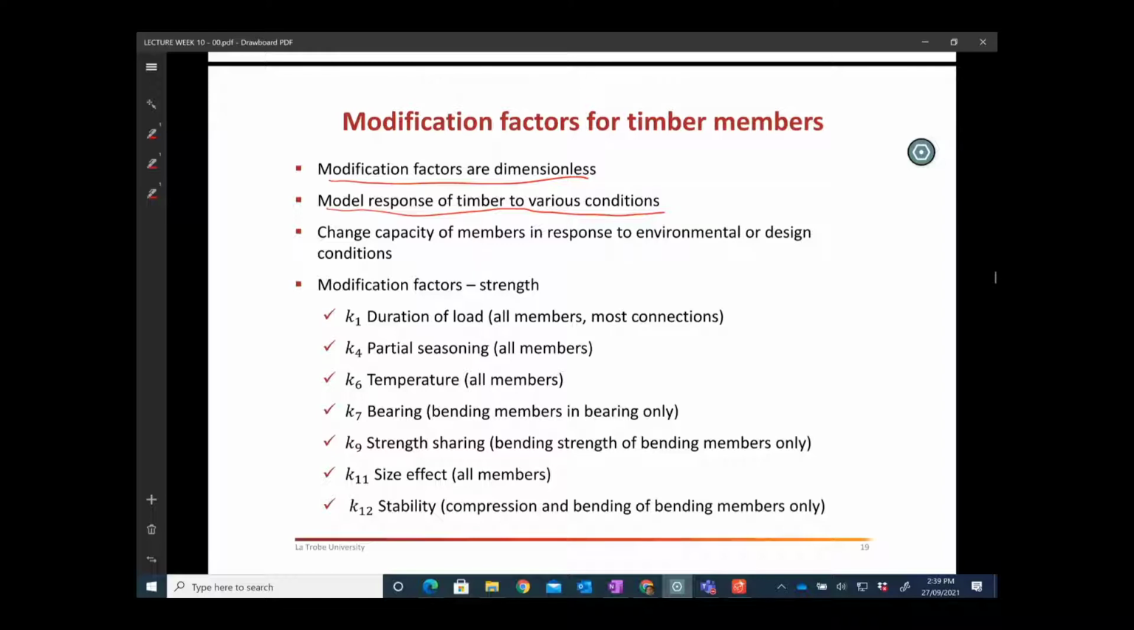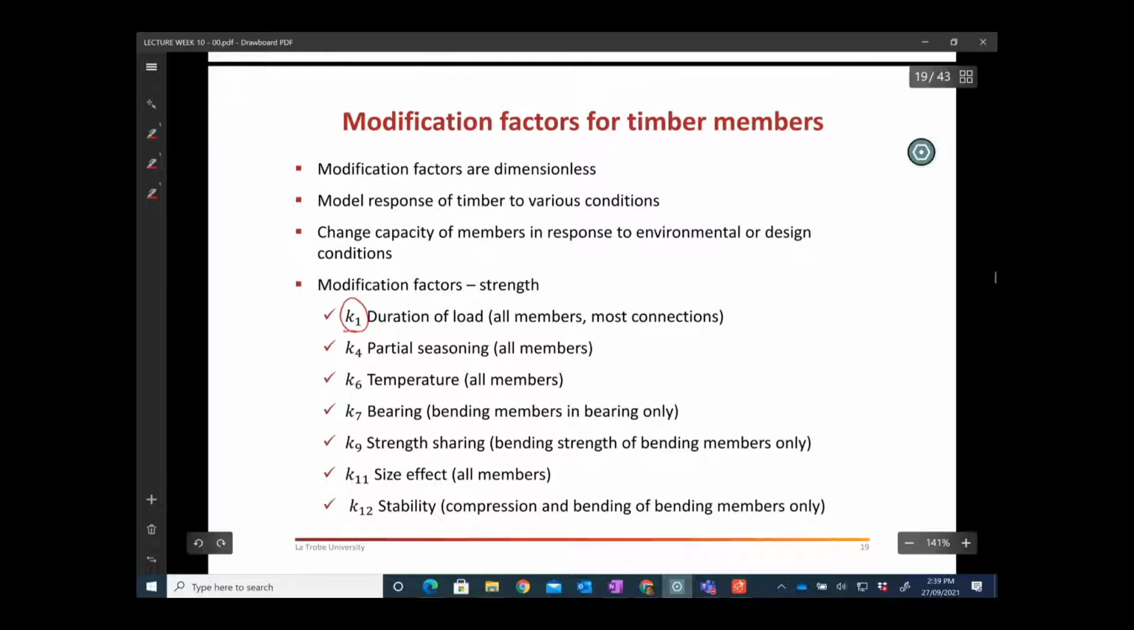So that's 5 different categories, or 5 different environmental conditions, that will come onto that timber member and will be considered by those 5 factors. They change the capacity of the member in response to the environmental and design conditions. As I mentioned, we are going to take into account the different situations that your timber beam will come across, the worst case scenario. There are 5 factors.